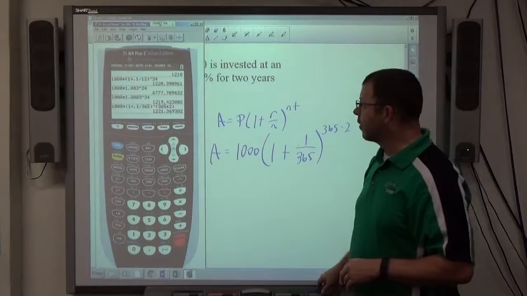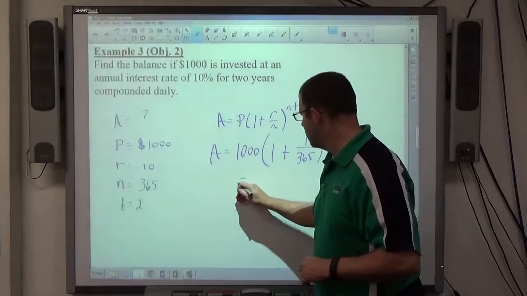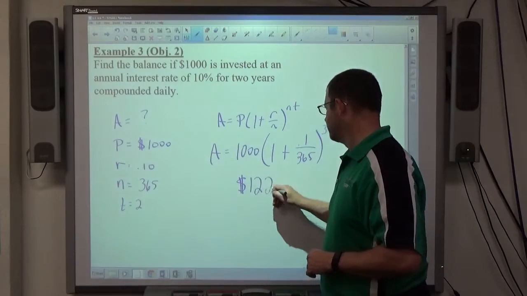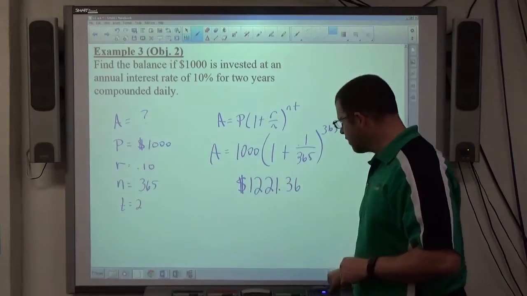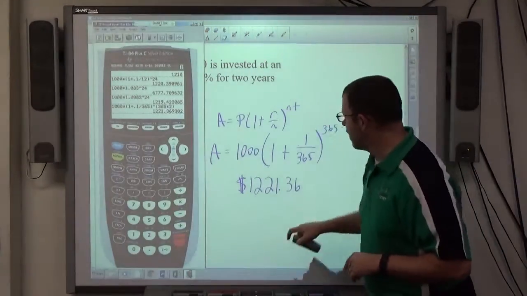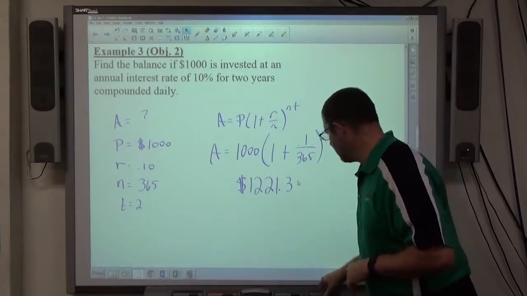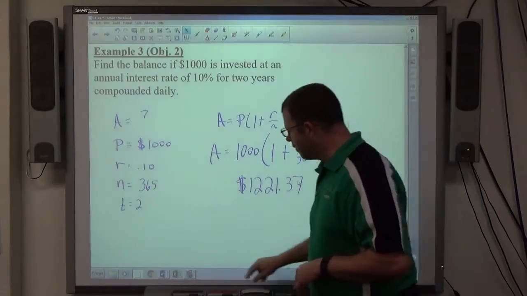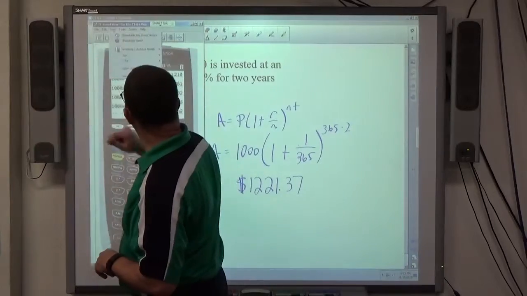And notice we get $1,221.36. We're getting rich now. Okay, so oh, 37 cents. I just cheated myself out of a penny there. 37 cents. Let's round correctly. When you're dealing with money, we always round to the nearest hundredth.